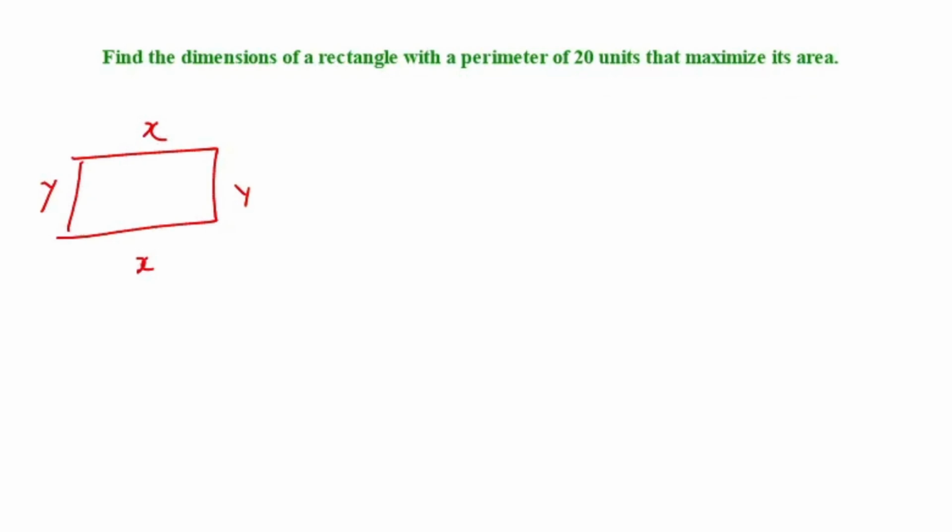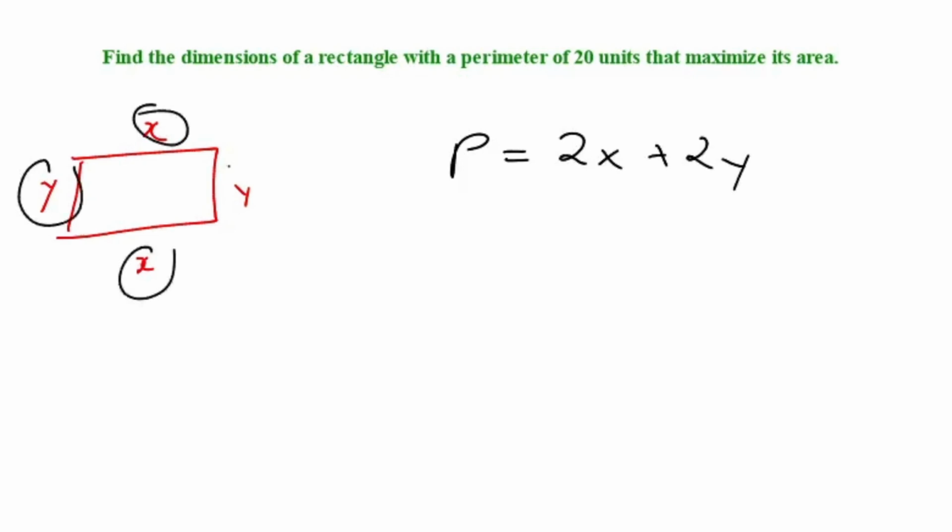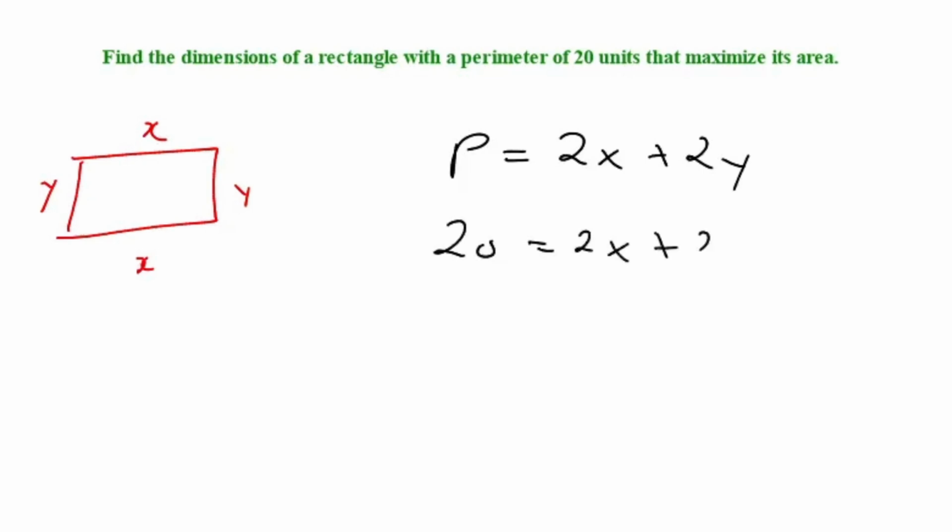First things first, I'm going to find the formula. The perimeter of a rectangle is going to be equal to 2x plus 2y. I can easily see that: x and x, y and y. Add this together, you're going to get 2x plus 2y. They say our perimeter is 20 units, so we can just plug in for P. You can do 20 is equal to 2x plus 2y.